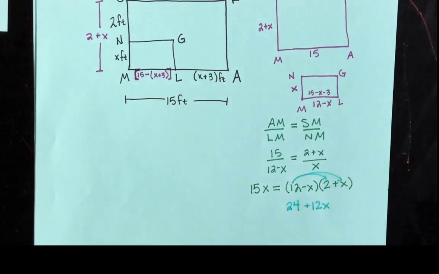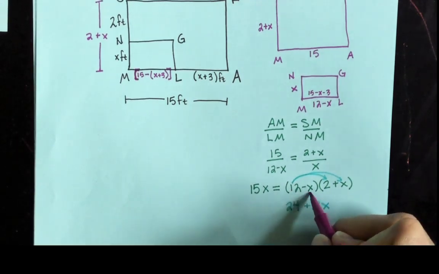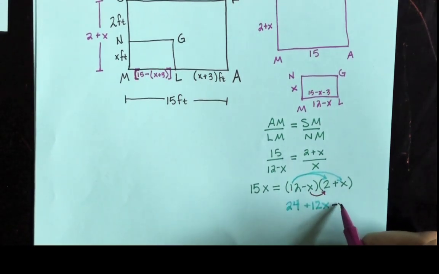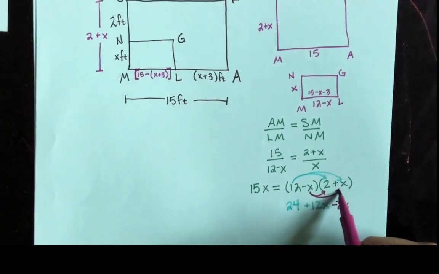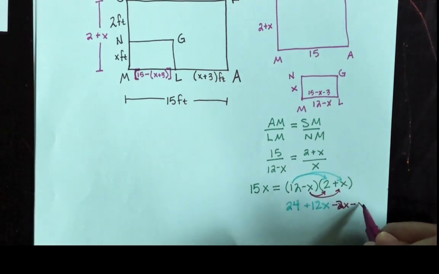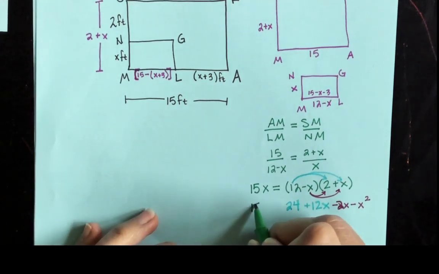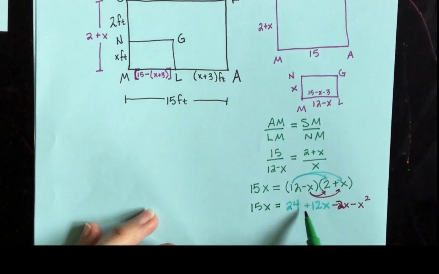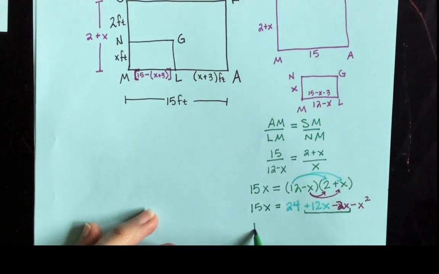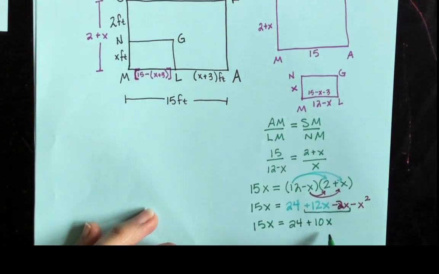We're going to go ahead and take negative x times 2, which is minus 2x. And we're going to take negative x times x, and we end up with negative x squared. Remember, x times x is not 2x, it's x squared. And then we're going to make sure we combine our like terms. So these two guys we have to bring together, and we have 15x equals 24 plus 10x minus x squared.